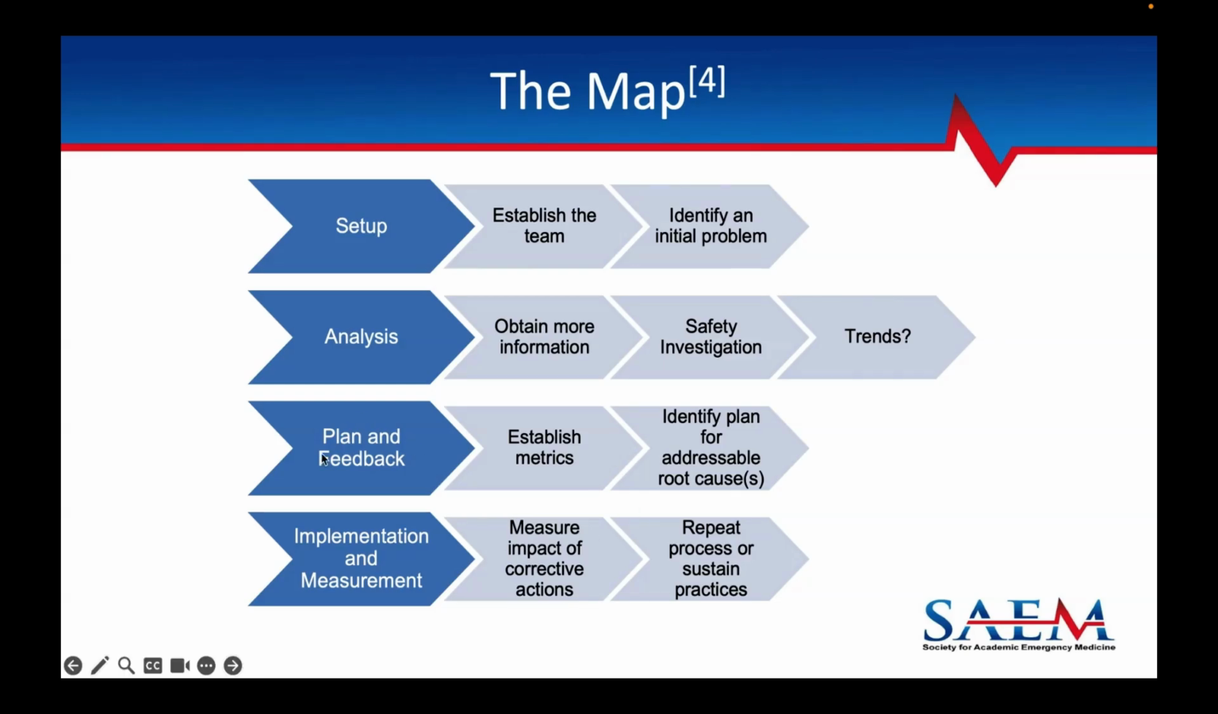Plan and feedback. Obviously, coming up with why did this happen is great. However, you want to make sure it doesn't happen again. So you have to create a plan for how we are going to address this. And before you enact your plan, you want to establish the metrics, because you don't want to be creating metrics as you go, because that creates a flawed evaluation of your intervention. And then implementation and measurement.